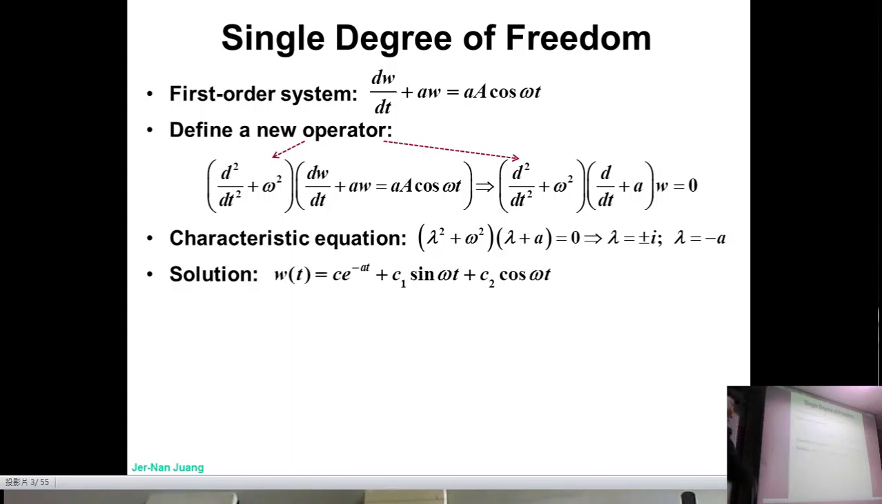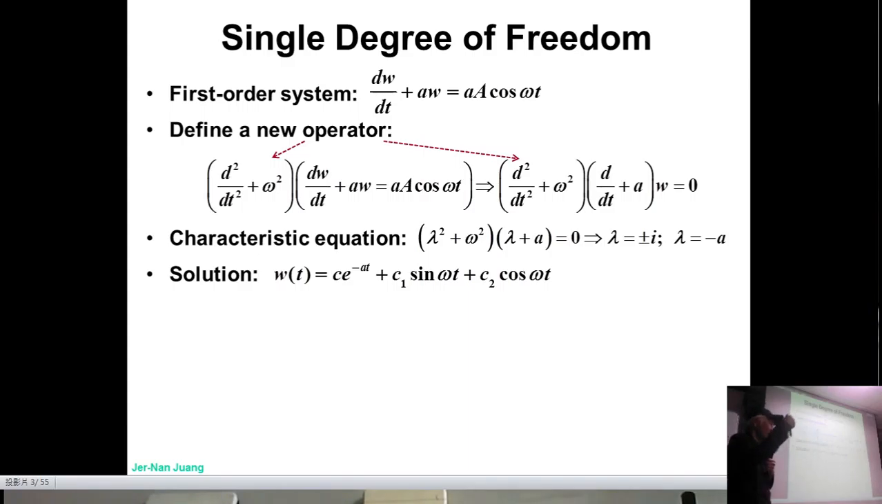So we have a solution like this. The solution is w(t) equal to C e to the power lambda t, plus C1 cosine omega t, C1 sine omega t plus C2 cosine omega t, right? And that's the solution. Am I correct? No, you forget about your engineering mathematics already? Your ODE? The solution is right?